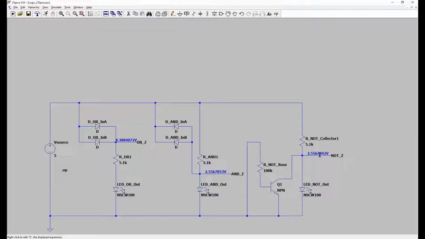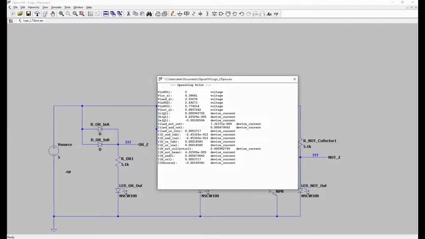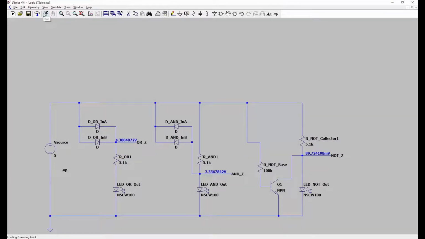And finally, with the NOT gate, 0 becomes 2.6 volts, while a high should drop us close to 0. And 90 millivolts is definitely a 0.